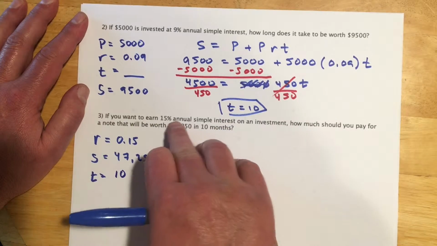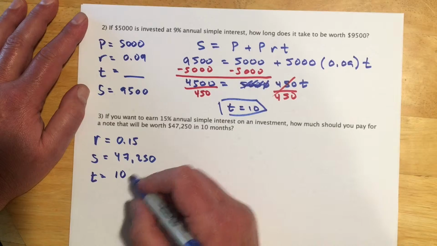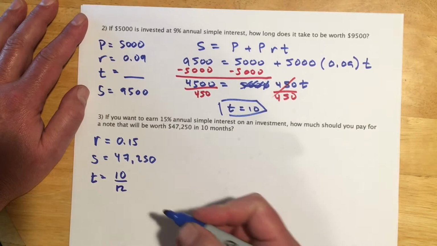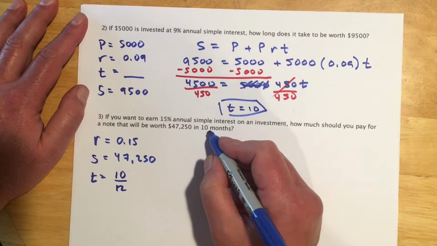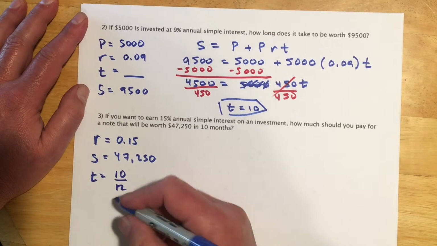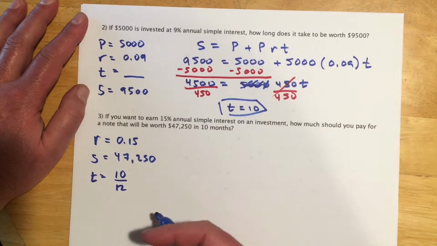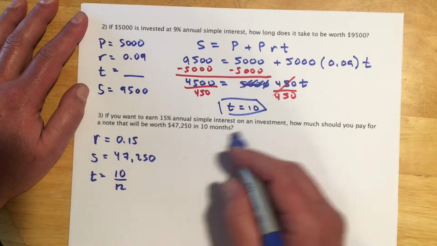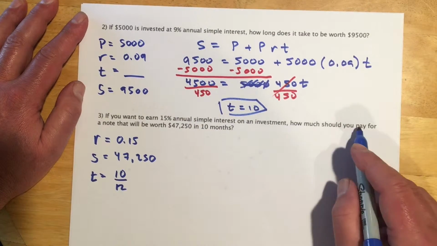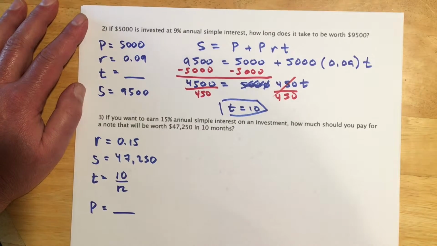because this is an annual rate, we need to put this in terms of years. So 10 months is 10/12ths of 1 year. So anytime we have months, we just do number of months over 12. So even if it was 18 months, we just say 18 months over 12, that'd be 1.5 years. And then we are looking for how much should we pay for it. So that's the principal, how much we're putting in.